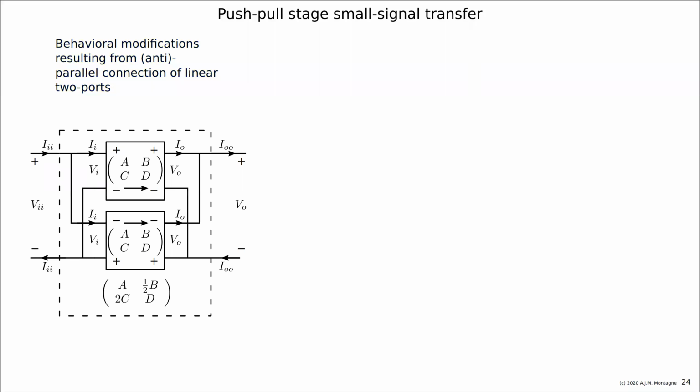The small signal transfer. So let's study, as we did with the differential pair, the behavioral modifications resulting from anti-parallel connection or parallel connection, because small signal, linearized, there's no difference between parallel and anti-parallel. So here we have it.